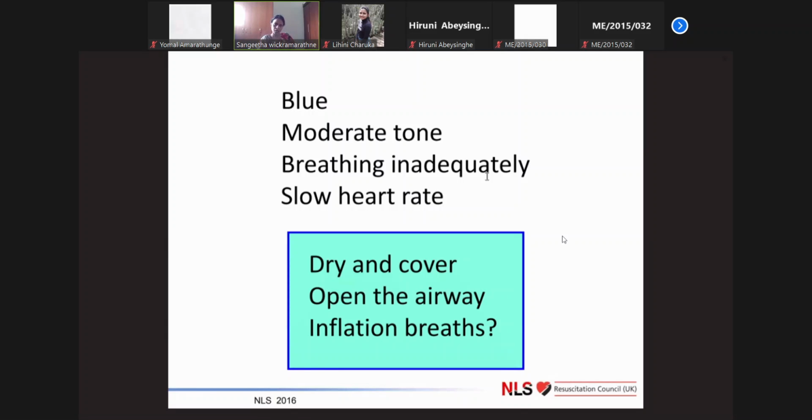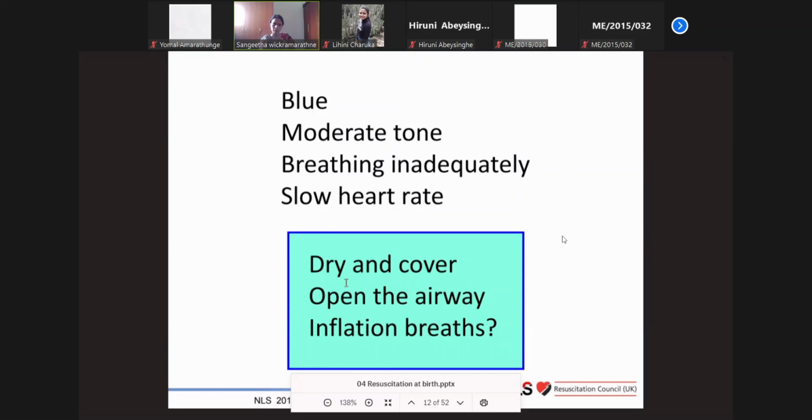So maybe gasping. I told you if the baby is gasping or having some effort of breathing, just dry and cover always comes first. And then you can open the airway, right? And reassess. So the airway opening maneuver in newborns is called neutral positioning, right? We'll be practicing hands-on skills on how to keep a baby in the neutral position when we do the practical part. So you have to keep the baby in the neutral position and open the airway, and you can again reassess and see color, tone, breathing, heart rate.